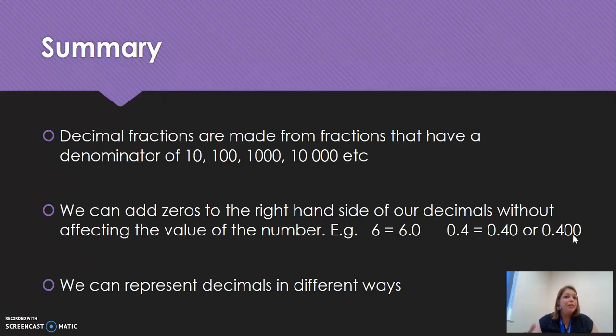0.400, 0.400000. That doesn't affect the value of the number. And finally, we can represent decimals in different ways. So that is a bit of a summary of what we've covered here today.